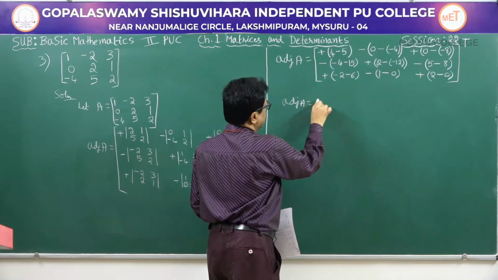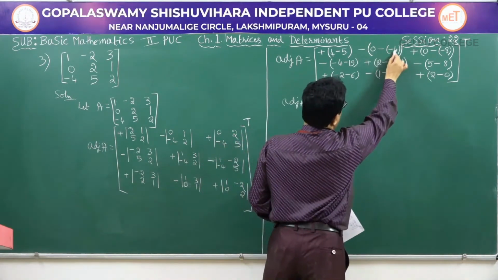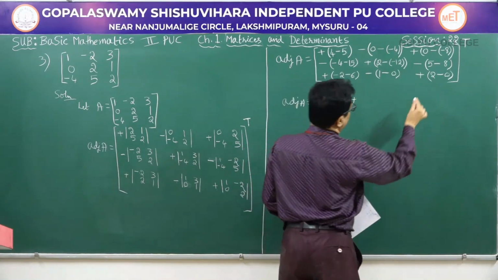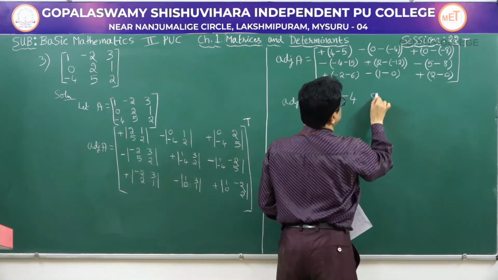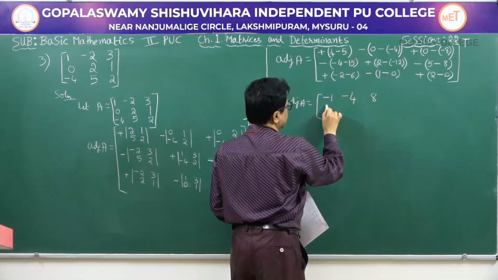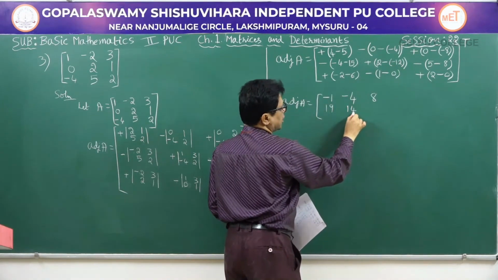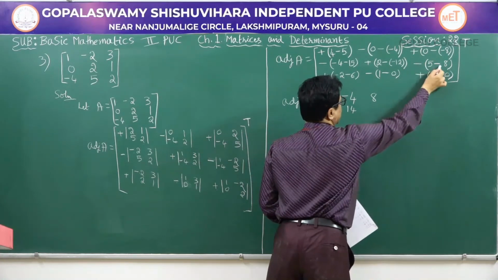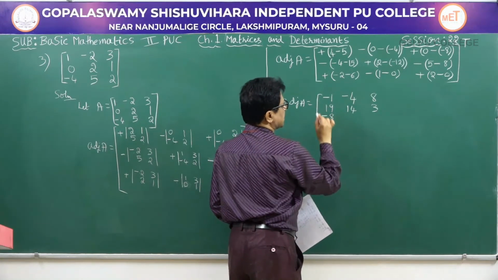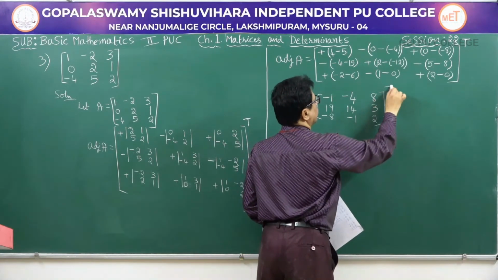So adjoint A is equal to 4 minus 5 minus 1. Minus into minus plus. So minus into plus minus, minus 4. Minus into minus plus, that is 8. Minus 4 minus 15 minus 19. Minus 19 into minus is plus 19. Minus into minus plus, 2 plus 12, it is 14. 5 minus 8 minus 3. Minus into minus 3, it is plus 3. Minus 2 minus 6, we get minus 8. So minus 1 plus 2. And we have to put T.